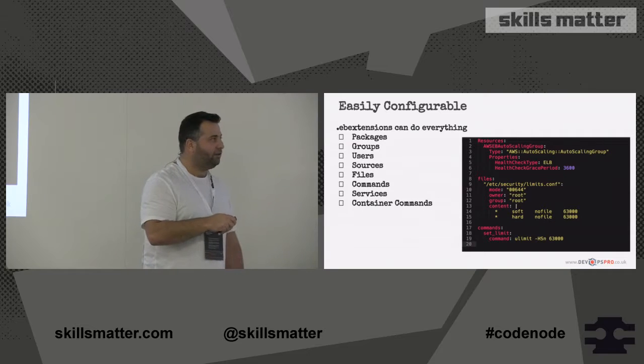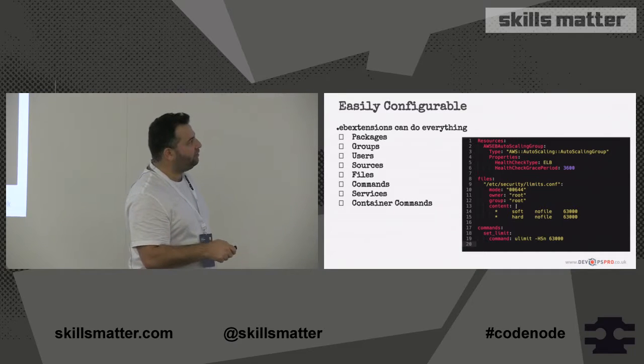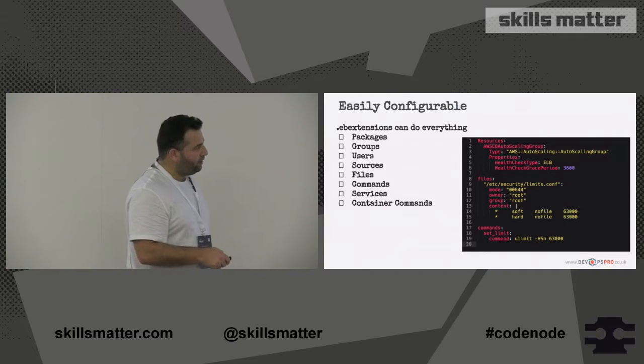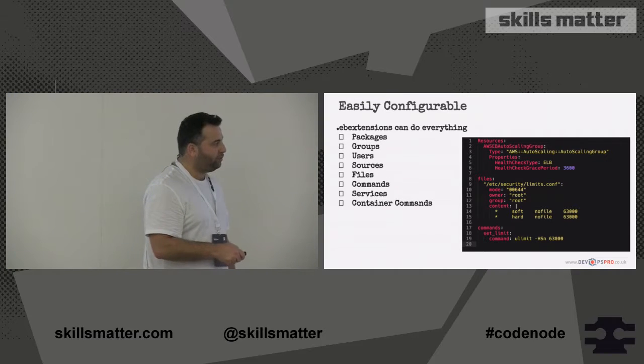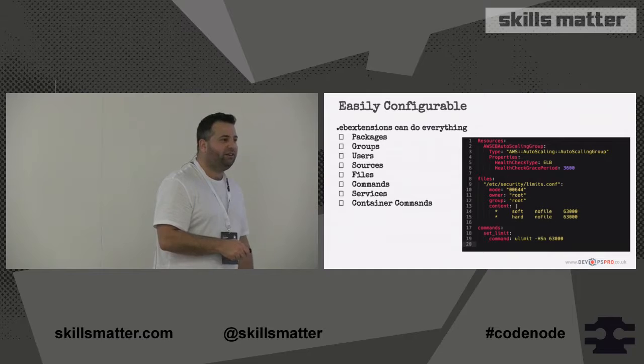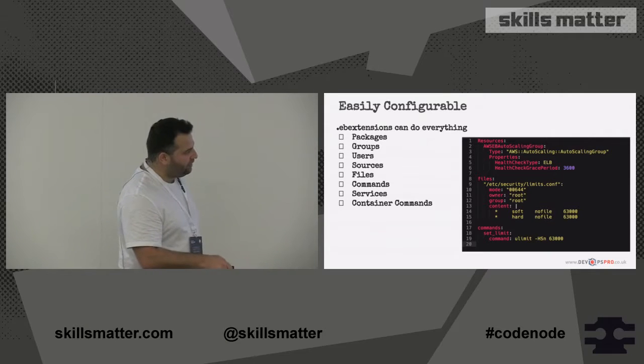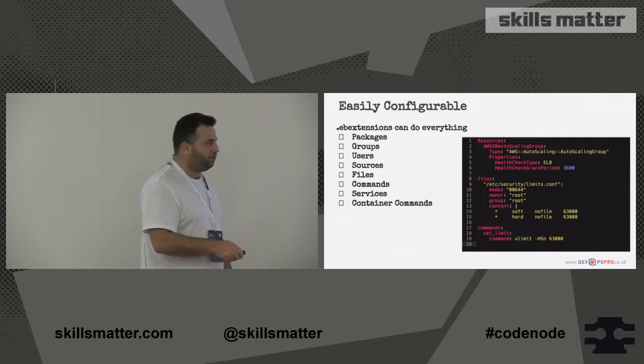We can do files. This is actually an example. Here I create a file called limits.conf, and I upgrade the limits because it's a WebSocket application. It needs to handle a lot of connections, so I want to have a lot of open files. So this creates the files, and this updates the kernel.